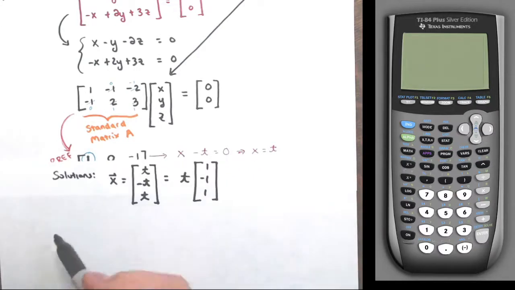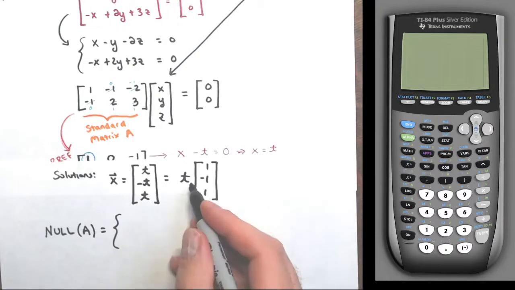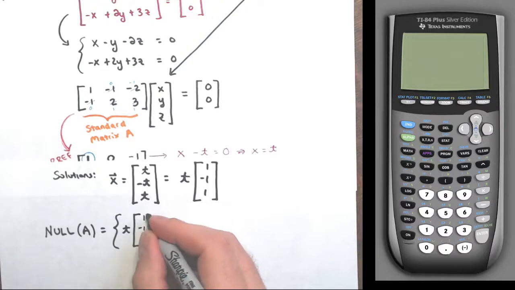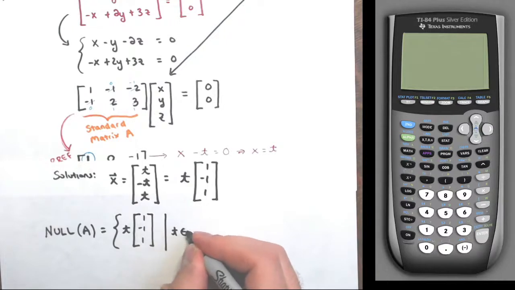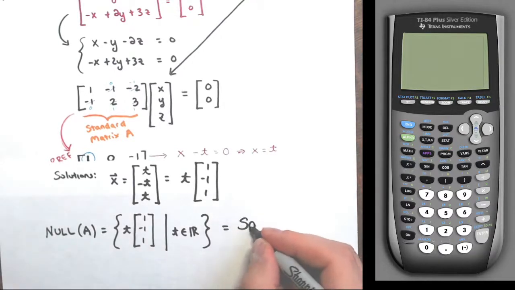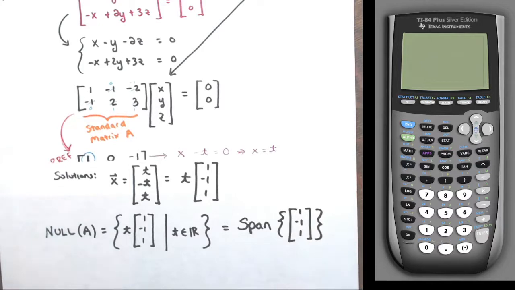So the null space of the matrix, the null space of A, is the set of all the vectors that look like this: some real number t multiplied by 1, -1, 1, such that t is some real number. Now another way to state this, remember from a while back talking about spans, this is the span of the set with just the vector 1, -1, 1 in it. It's made up of all scalar multiples of 1, -1, 1.